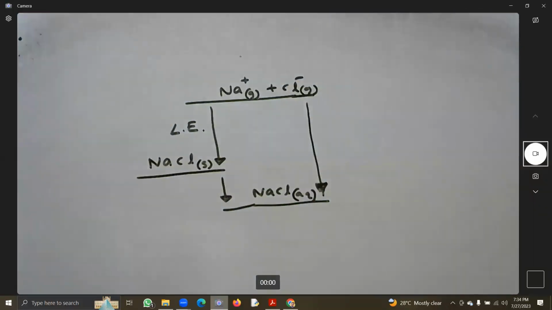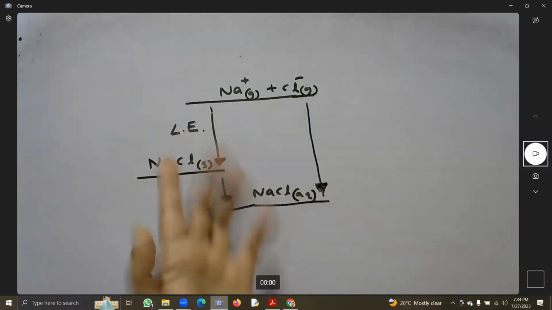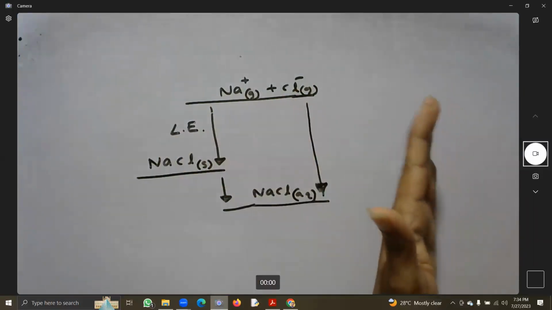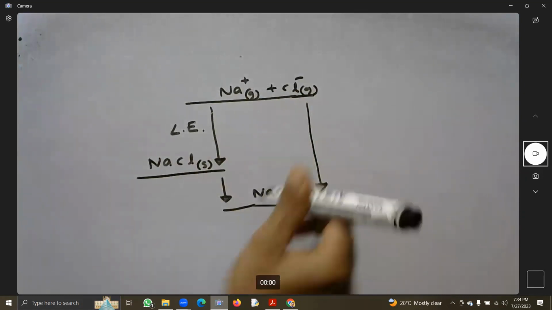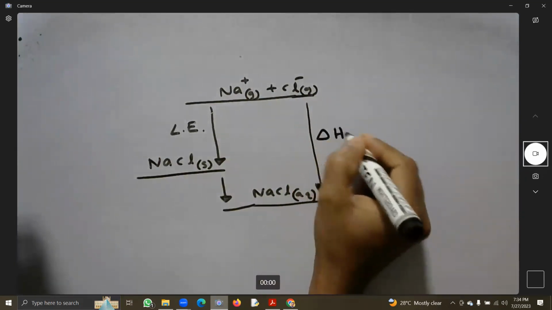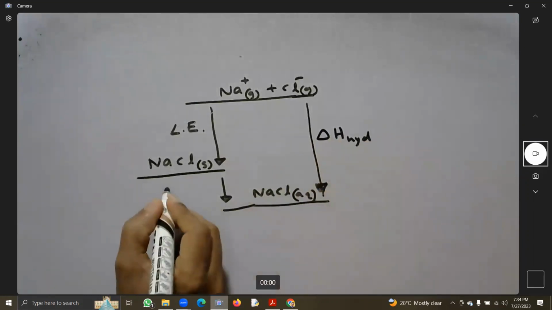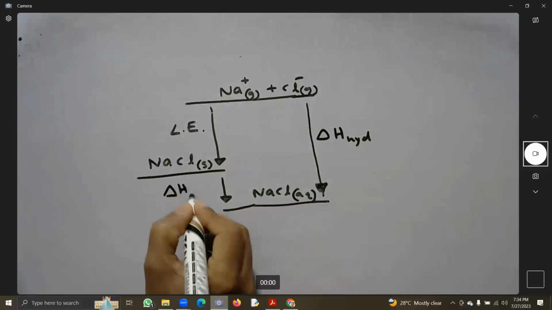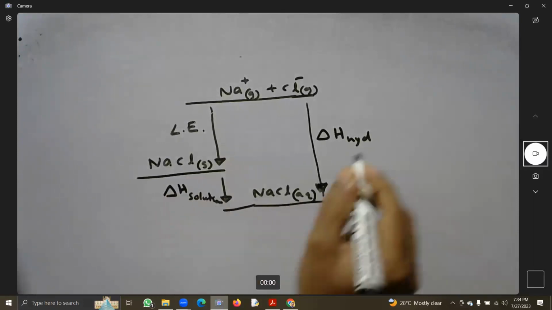So lattice energy normally is Na+ gaseous and Cl- gaseous from NaCl solid. That is correct. Na+ and Cl- to NaCl, this is the lattice energy. Understood, sir. You are talking about the Born-Haber cycle. What is this? This is the enthalpy of hydration. This is the enthalpy of solution. Right, the full word hydration.